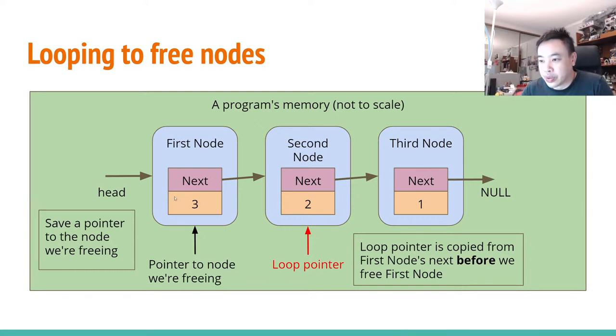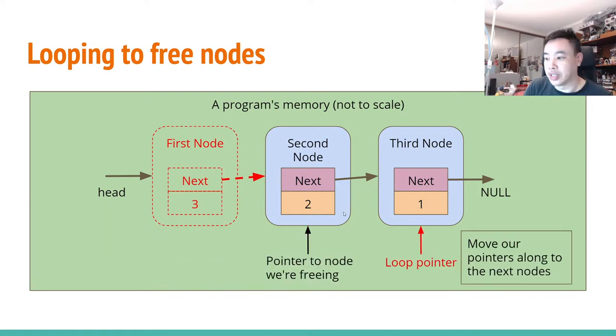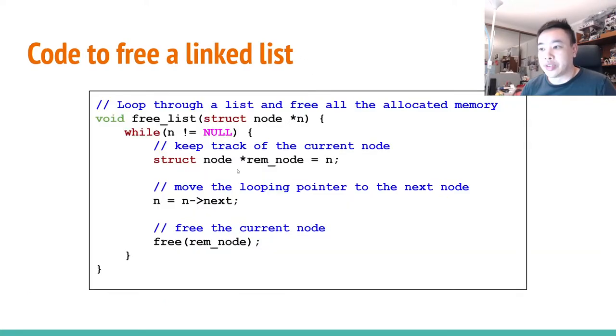So what we do is we move this one on, so we say, okay, we definitely have a way to access the second node, and if we can access the second node, it means we can get rid of the first node safely. So what we do then is we call the free function on the first node, knowing that we still have a pointer to the second node. And then we're going to go on and do that through the whole list. So we're going to move the loop pointer along to another node, and then we're going to keep track of the node we were just at, and then we're going to free that, and so on and so forth. And it keeps going like that. So this is the code that we're going to use to free the list.